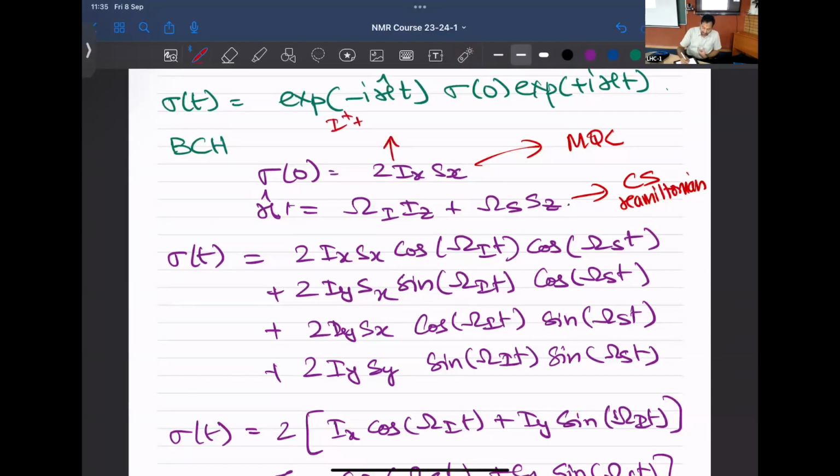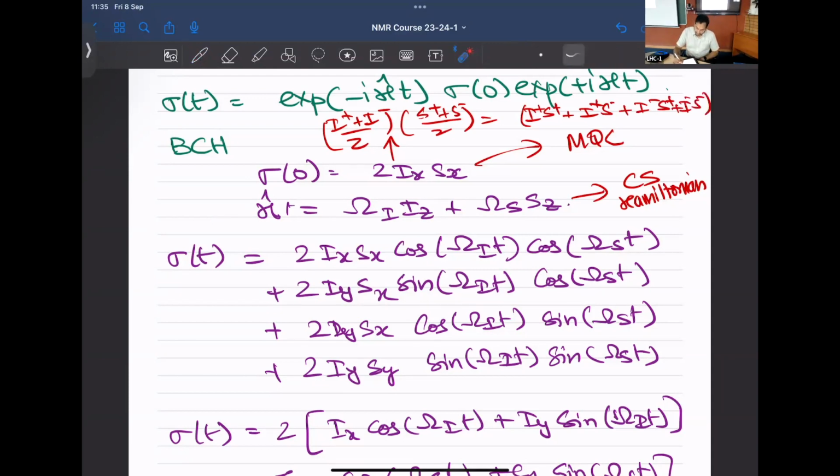Ix can be written as (I plus + I minus)/2. Same for S, (S plus + S minus)/2. If you take a look at what terms are there, you will have I plus S plus, I plus S minus, I minus S plus, and I minus S minus. These are the four terms that will be involved. And if you pay close attention, this is a double quantum coherence because it's I plus S plus, so is I minus S minus. While the middle ones, I plus S minus and I minus S plus, are zero quantum coherence. Anything that's not first order will be called multiple quantum coherence. This is actually a mixture of double quantum and zero quantum coherences.